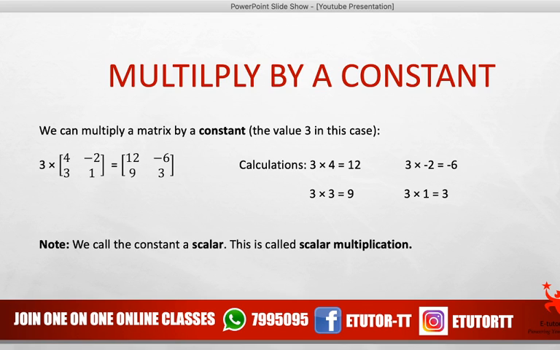So 3 times 4 gives you 12. 3 times -2 gives you -6. 3 times 3 gives you 9. 3 times 1 gives you 3. Note, we call the constant a scalar. So this is scalar multiplication.